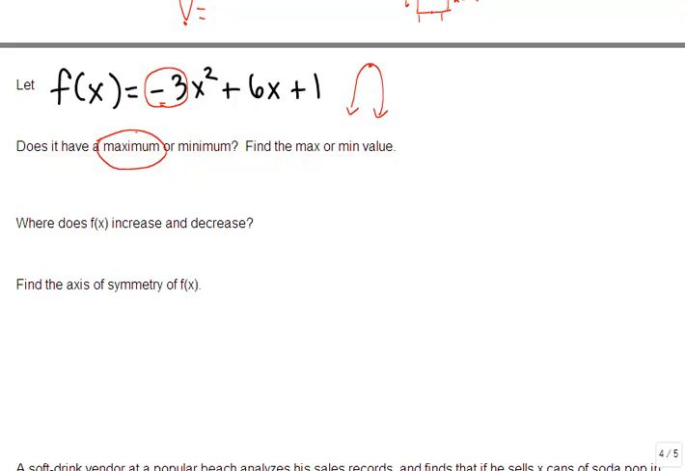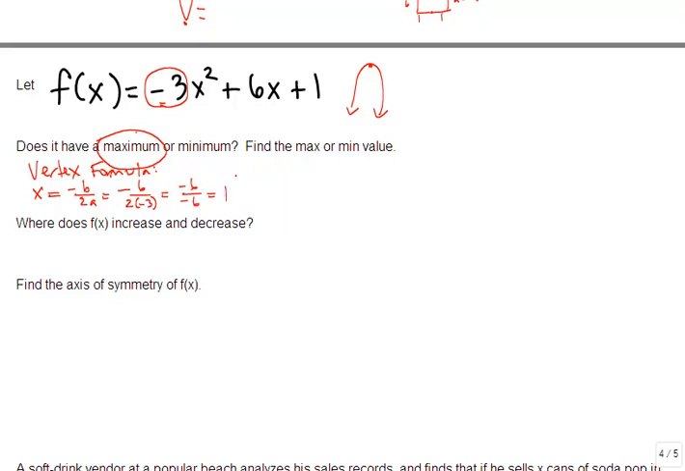So what is the max or the minimum value? That's really asking for how high is that y coordinate. And the only way to figure that out is to know where that vertex actually is. So we're going to have to find the vertex by using that vertex formula. And we have to use that because this parabola is given to us in that general form. So we need to use the formula x equals minus b over 2a. The b in this problem is 6. The a in this problem is -3. So we get -6 over -6, which is +1.